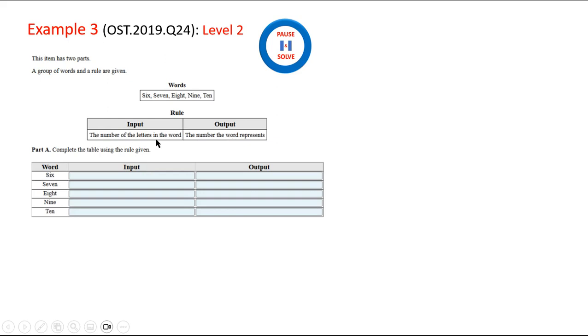Input the number of the letters in the word, output the number the word represents. So let's fill up this table. 6 has 3 letters and it represents the number 6. 7, 5, and 7. 8, 5, and 8, the number 8. 9, 4, and you have here 9. 10, 3, and 10. Now, once you do this, you get 1 point right away.